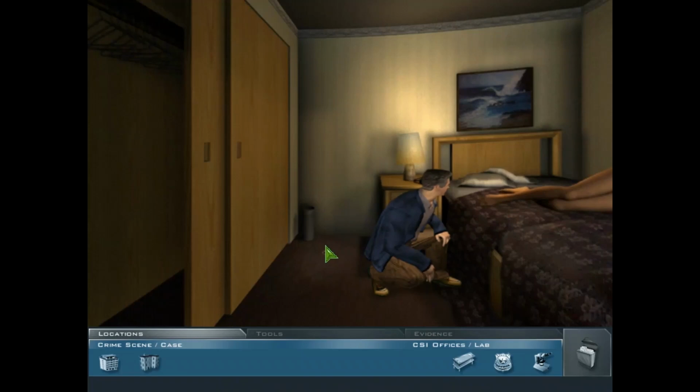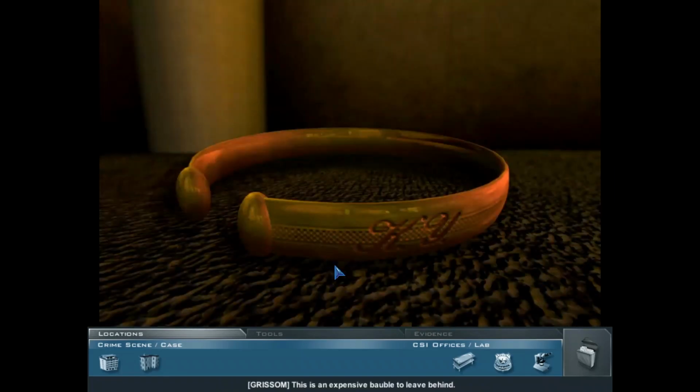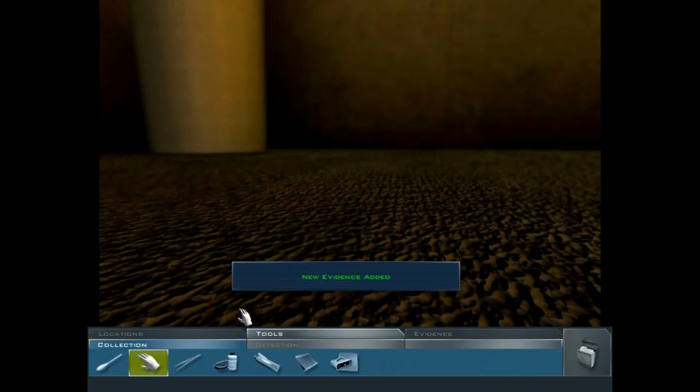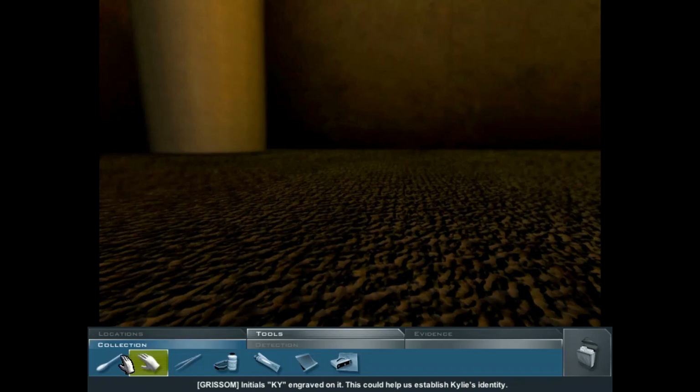Good luck. This is an expensive bauble to leave behind. May rule out robbery as a likely motive. Initials KY engraved on it. This could help us establish Kylie's identity.